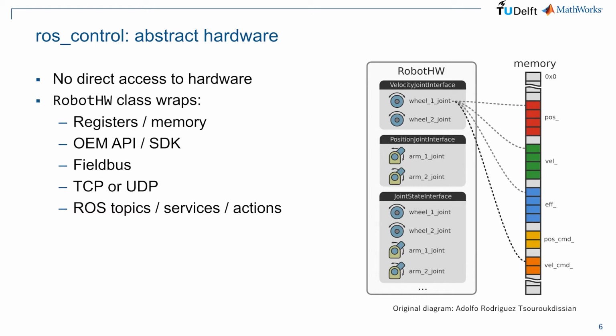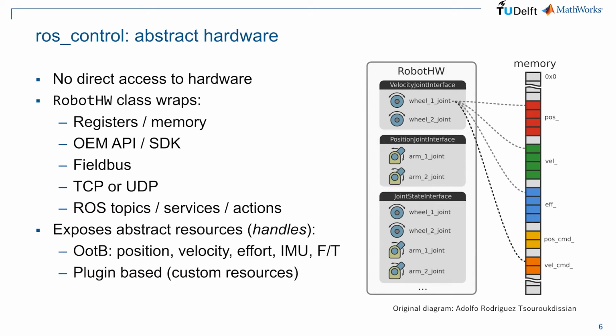And its main job is actually to provide the rest of the system with resources. So that would be what you see on the right side in the diagram. There's three examples of resources, actually. There's a velocity joint interface, a position joint interface, and a joint state interface. Out of the box, there's support for position, velocity, and effort interfaces, and IMU sensors and force torque sensors. But the whole system is plug-in based, so there's actually a lot of third-party implementations available for custom resources, or at least the resources that don't come supported out of the box.